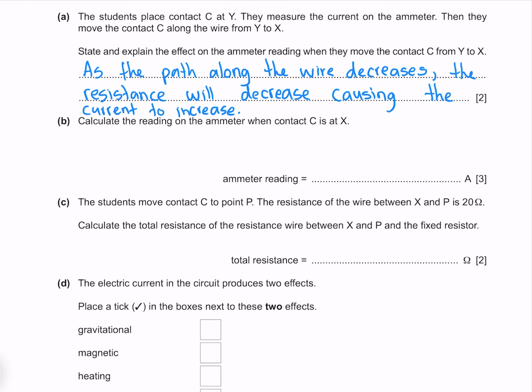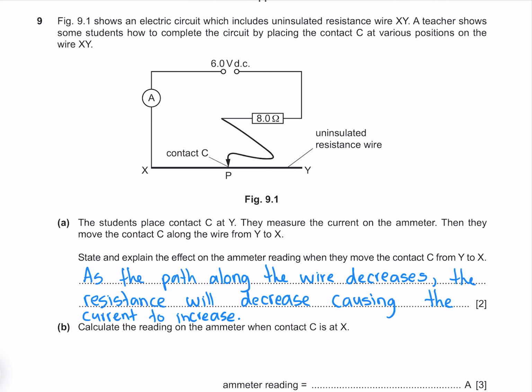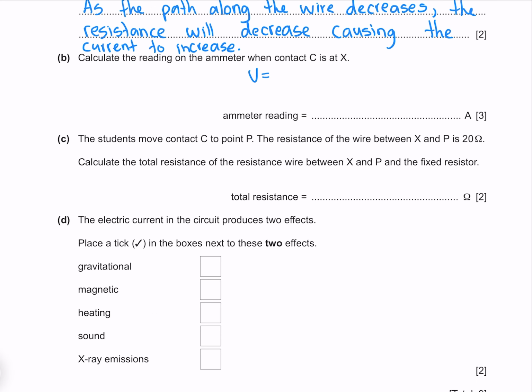Calculate the reading on the ammeter when contact C is at X. If our contact C is at X, we will have no path along this wire, and so no resistance. That means the entire resistance of the circuit is going to be 8 ohms with a voltage of 6. We know that V is equal to IR, which means that our current and therefore our ammeter reading is going to be V over R, where our voltage is 6 and our resistance is 8, which gives me 0.75 amps.